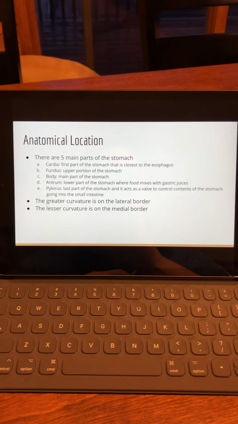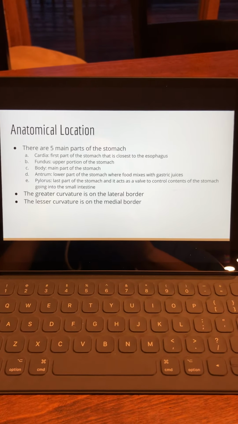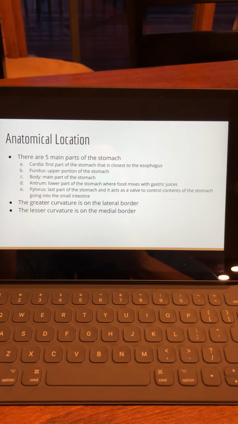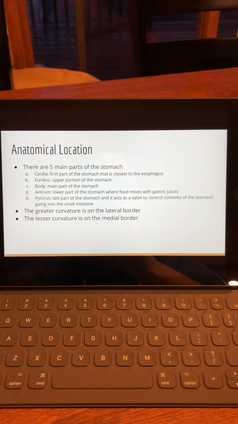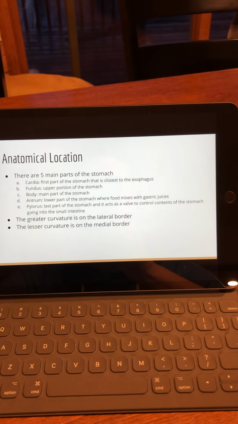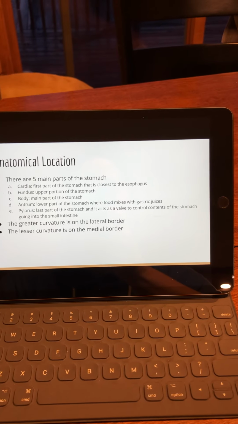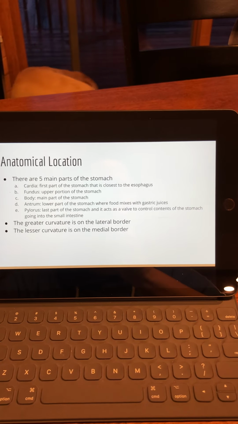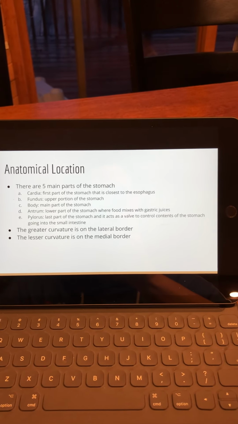Some more on the anatomical location. Generally there are 5 main parts of the stomach. The first is the cardia, which is the first part of the stomach that's closest to the esophagus, and that's where the esophagus enters into the stomach. The second is the fundus, which is the upper portion of the stomach. The body is the main part. The antrum is the lower part of the stomach where the food and gastric juices mix. And then lastly is the pylorus, which is the last part of the stomach, and that acts as a valve to control the contents of the stomach going from the stomach and into the small intestine.